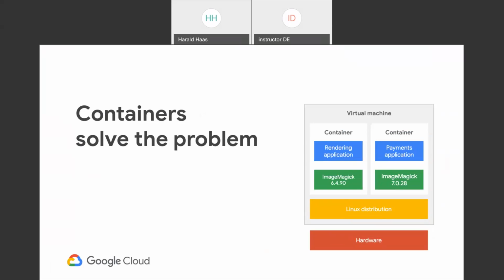We still have the hardware at the bottom, and we're still going to have a virtual machine on top of the hardware. But inside the virtual machine, on the one hand, we have the Linux distribution, obviously, or whatever operating system we are running. And then inside we have the container that will include the application and its dependencies only. So we can have those two containers coexist in the same virtual machine without having the issue that the version mismatch would cause troubles for us.